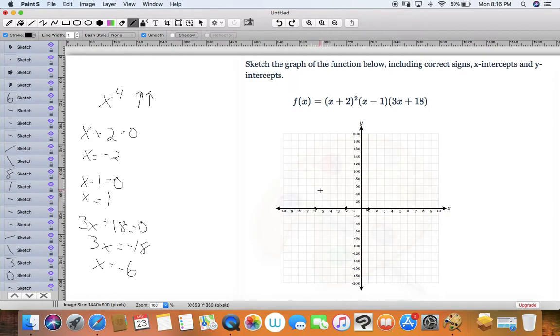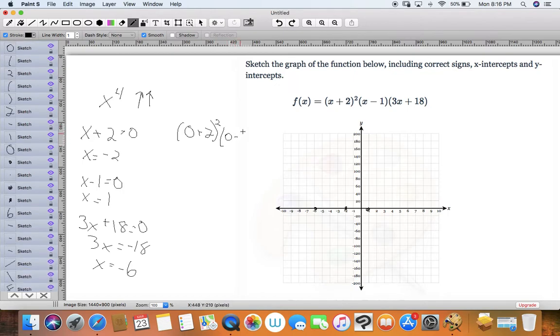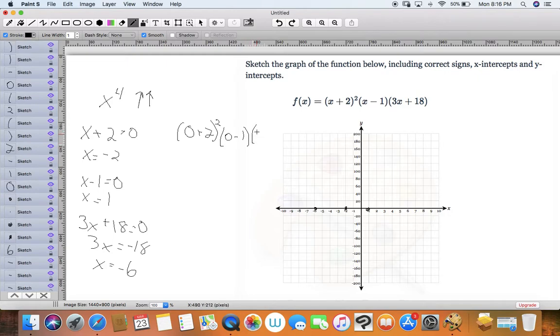So we need to find the y-intercept, and the y-intercept happens when the x value is 0. So I'm just going to take my original function here, and I'm going to plug 0 in any place I have an x. So we've got 0 plus 2 squared, 0 minus 1, and then 3 times 0 plus 18.